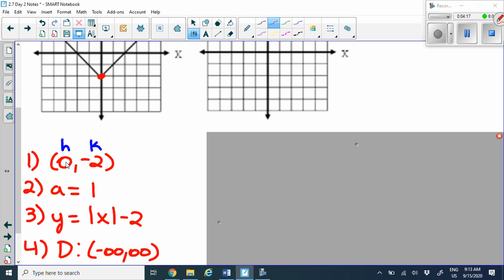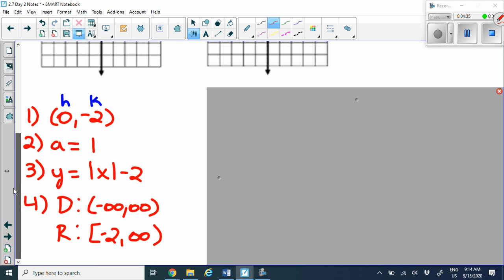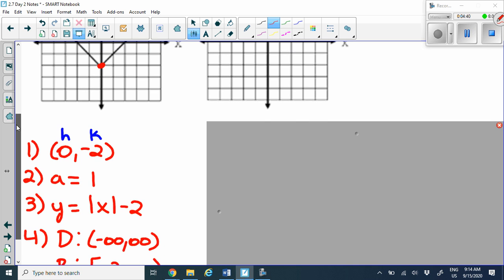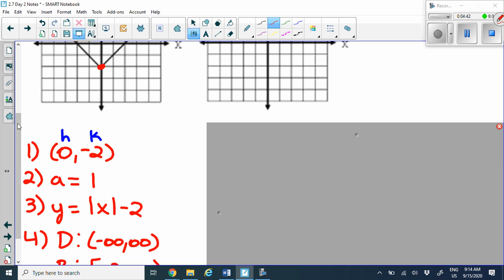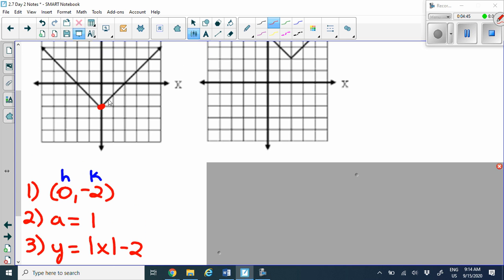Now, since h is 0, I don't actually have to put that in the absolute value. If you did absolute value of x minus 0 or plus 0, that is okay as well, but you can always simplify it to just absolute value of x. And then k is exactly as I see it, so that needs to be a minus 2. I think we should understand domain by now. Range, so we go from negative 2 to infinity. Remember, negative 2 is going to be our lowest y value, and because this is opening up, we go on forever in the positive direction on the y-axis, okay?